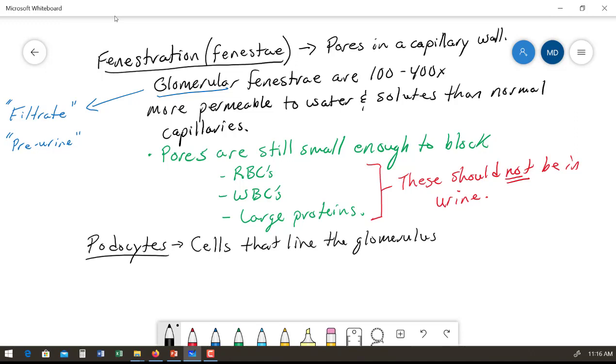And these cells are important because they can basically help to control the flow of filtrate. So basically they're one of the means of controlling how much urine is created. So control filtrate volume. And like I said, they are not the only means of controlling filtrate volume, but they are one means of controlling it.